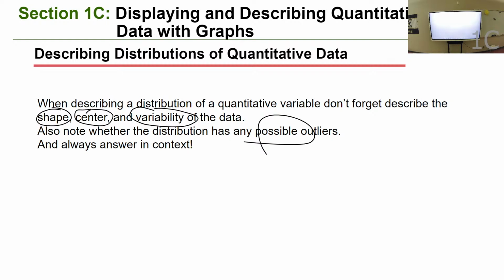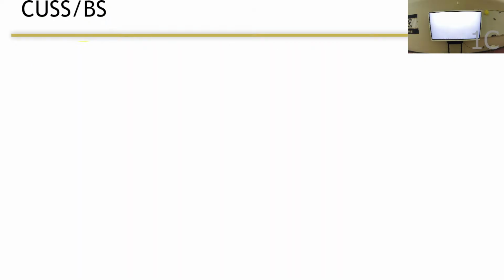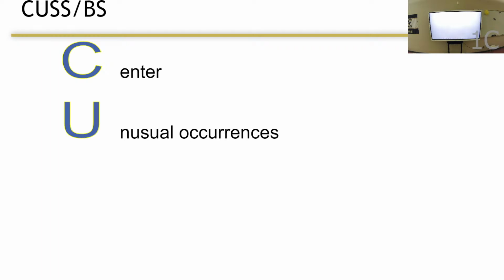Shape, center, spread. I'm going to say it all year long. Actually, I use an acronym for it. CUSS. I don't use shape, center, spread. I cuss. C stands for center. This is not in your notes. You can use it or not. U stands for anything that's unusual. Gaps, clusters, outliers. Again, we will talk a lot about this throughout the chapter, not necessarily today.